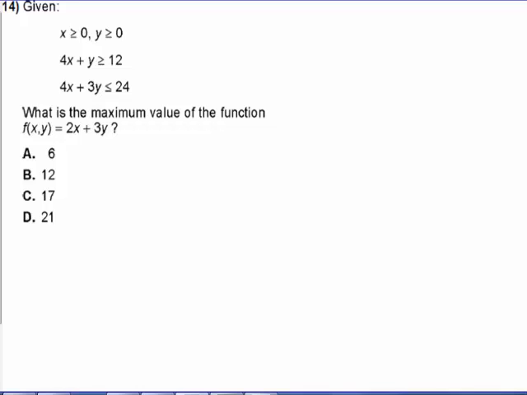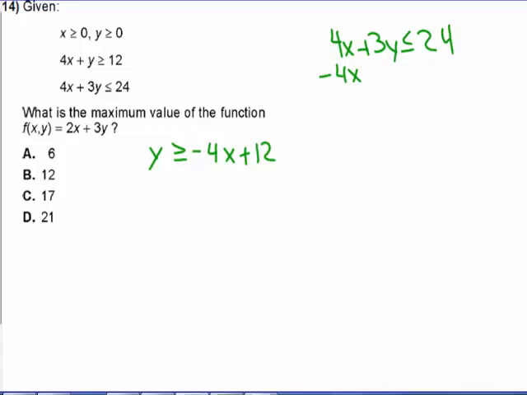Okay, so with this problem, we want to get everything in the slope-intercept form. And then we find the vertices of where all these overlap, and we will plug those values into that maximizing function and see which one gives us the greatest value. So the first equation we just had to subtract 4x. This one we need to subtract 4x and then divide everything by 3. And I will be using the calculator to graph everything and come up with our ordered pairs that we need.